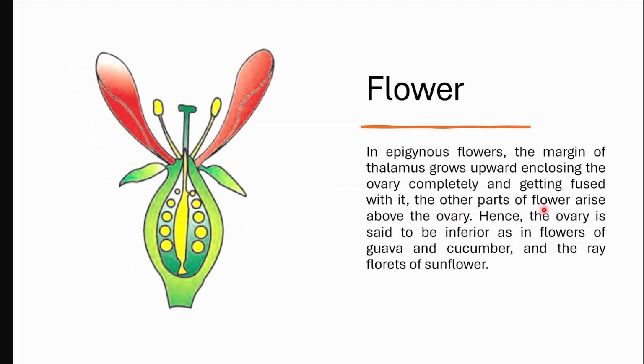The other parts of the flower arise above the ovary, right? So the sepal, petal, and androecium, all of these are now arising above the ovary. Hence, the ovary is said to be inferior, right? So you understand why that is. And it is seen in flowers of guava, cucumber, and ray florets of sunflower also, right?